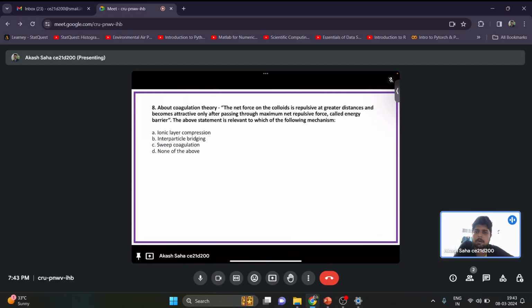Now it says that about coagulation theory, the net force on the colloids is repulsive at greater distances and becomes attractive only after passing through maximum net repulsive force called the energy barrier. The above statement is relevant to which of the following mechanisms? Is it ionic layer suppression, interparticle bridging, sweep coagulation? None of the above.